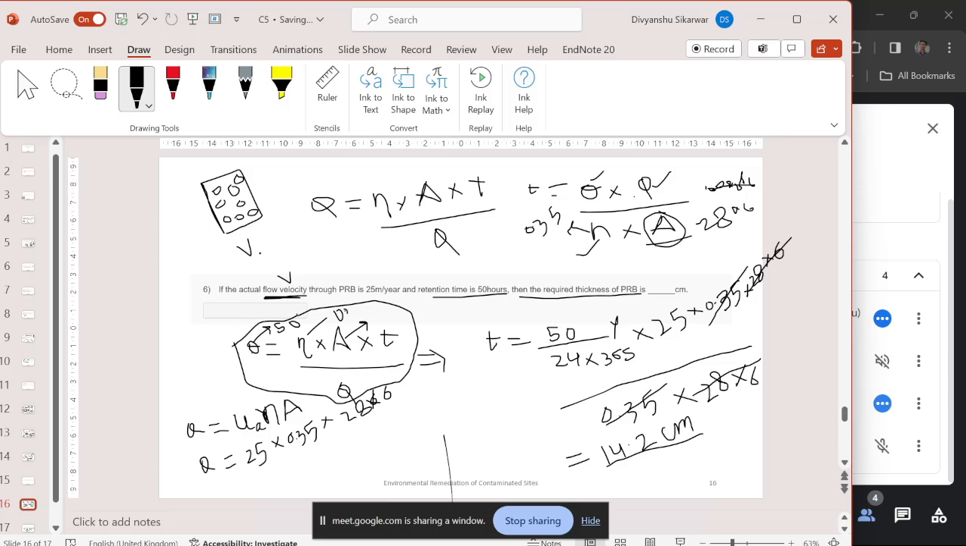When we calculate the actual velocity, it will be the theoretical velocity divided by porosity, right? Nirupa, is it right? Yes, sir, it is right. But we are given the actual velocity and we want to calculate the discharge. So porosity will come here, and we multiply it to get the theoretical velocity, and multiply that with the area. Then we get the discharge value.